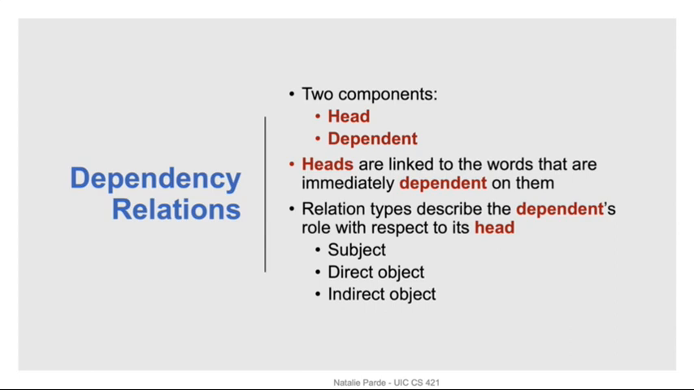Dependency relations have two components: a head, which governs the dependency, and a dependent, which serves to modify or depend upon the head in some way. A given dependency relation describes the dependent's role with respect to its head. For example, it might be serving as its subject, as its direct object, or as its indirect object.